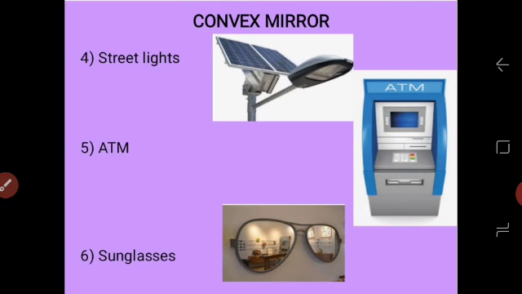They are also used in street lights. The covers of the street lights are a little bulged and curved outward. This is so that the light gets diverged and spreads out over a larger area.